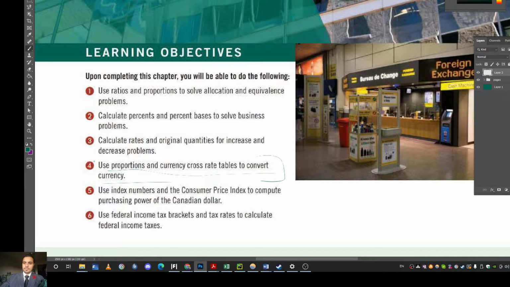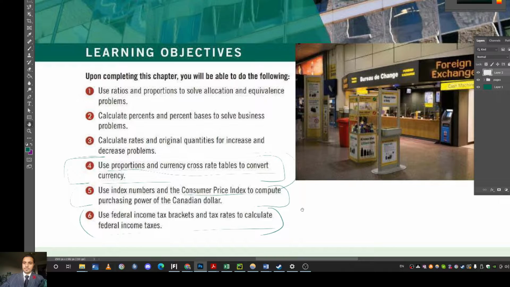This is something you can easily do using computers these days, but it's good to know how it's done. So it's a business case scenario for the application of these kinds of concepts. Next, use index numbers and consumer price index to compute purchasing power of the Canadian dollar. This is how we're going to learn what purchasing power is, how it's defined, what the consumer price index is, and that kind of thing. Then, use federal income tax brackets and tax rates to calculate federal income taxes. Again, this is a use case for ratios, proportions, and percentages.